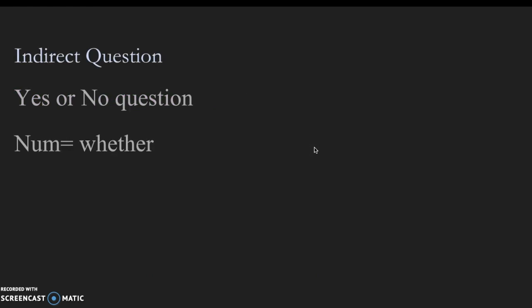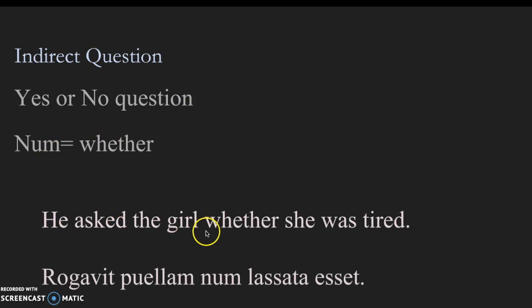A yes or no question is also an indirect question. So instead of having an actual question word, it is replaced by num, which means whether. For example, he asked the girl whether she was tired. In Latin, it would be translated to rogat puellam num lassa sit. Another way to remember how to form the indirect question is that it is very similar to the result clause, but instead of having ut it would have the question word.